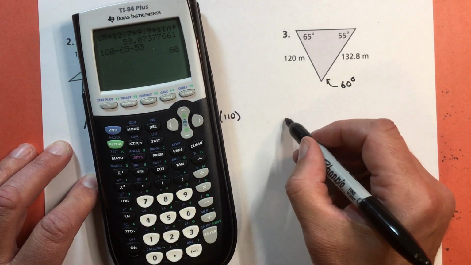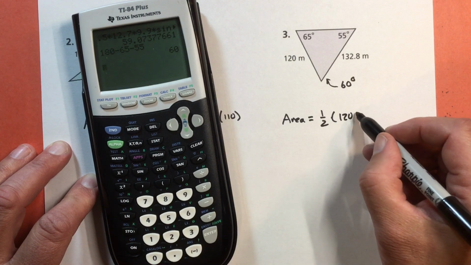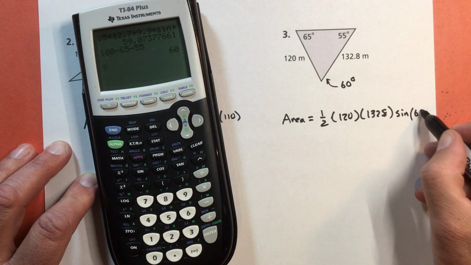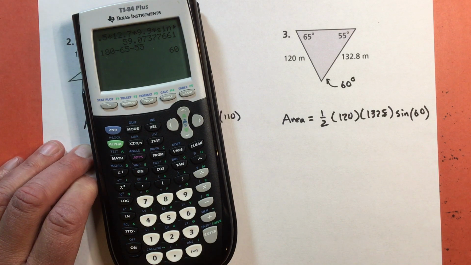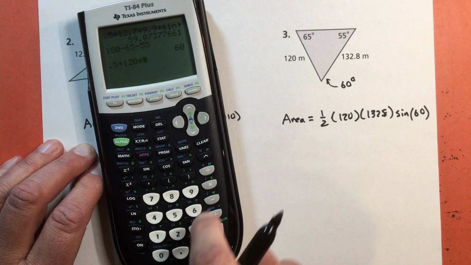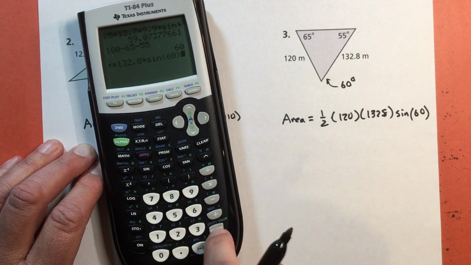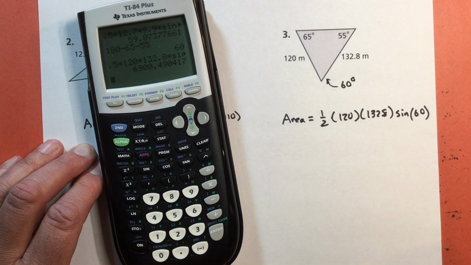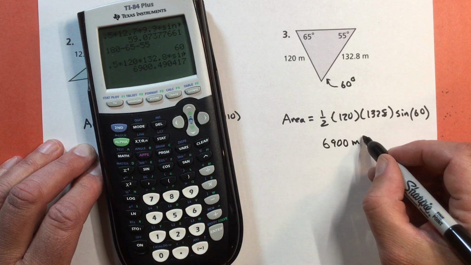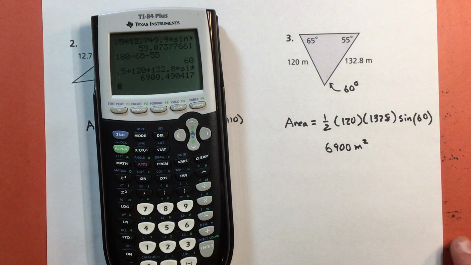Okay, so to find the area, I get 1/2 times 120 times 132.8 times the sine of 60 degrees, which we know sine of 60 degrees is square root of 3 over 2, but it'll be okay. We're just going to use our calculator. So 0.5 times 120 times 132.8 times sine of 60 degrees. And this looks like I got 6,900 square meters, which to me seems pretty large.